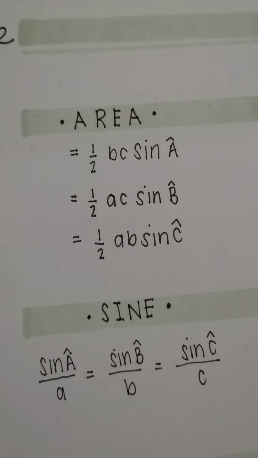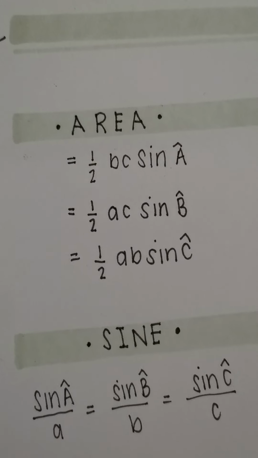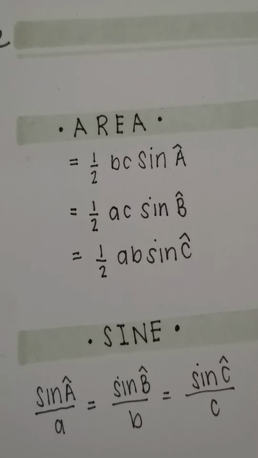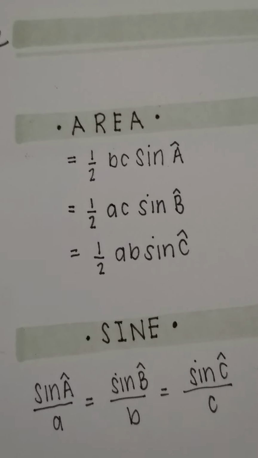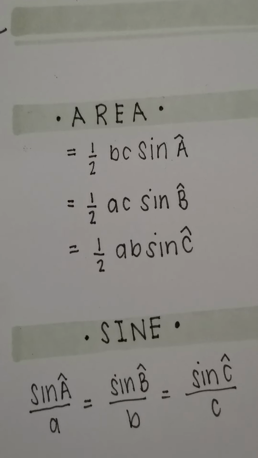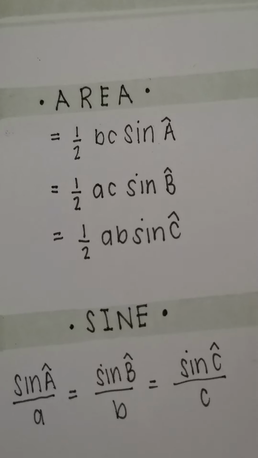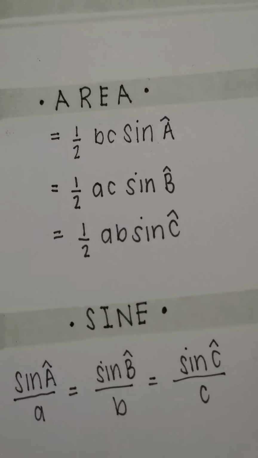I'm going to start with the area rule. You were taught this in grade 11, so up until grade 10, you all knew that the area of a triangle is half base times perpendicular height. But what happens when you're not given the perpendicular height? You can use the area rule.